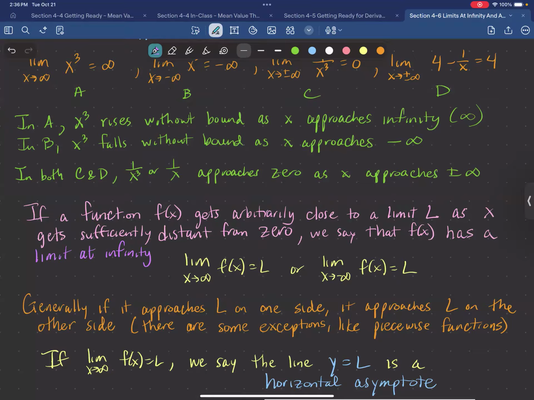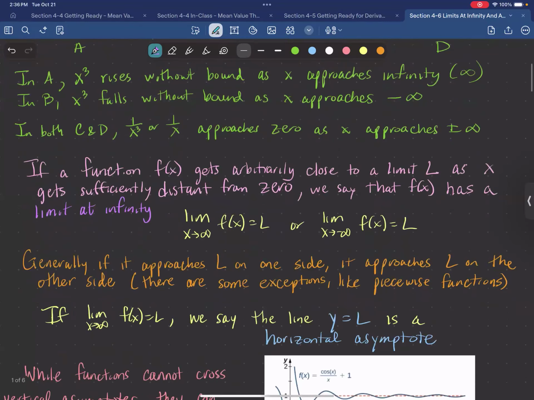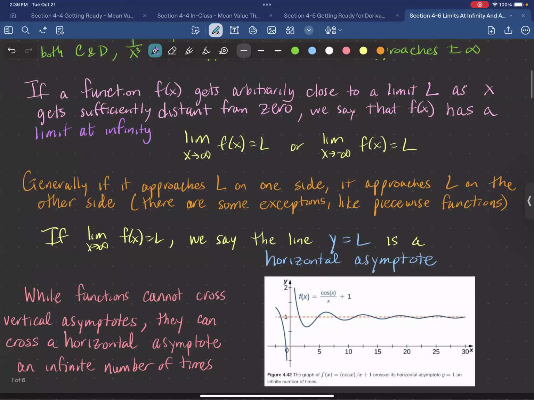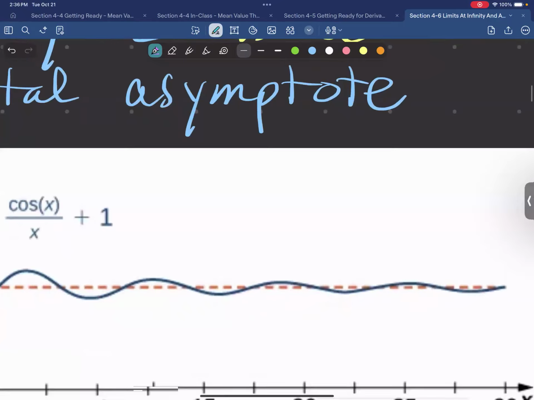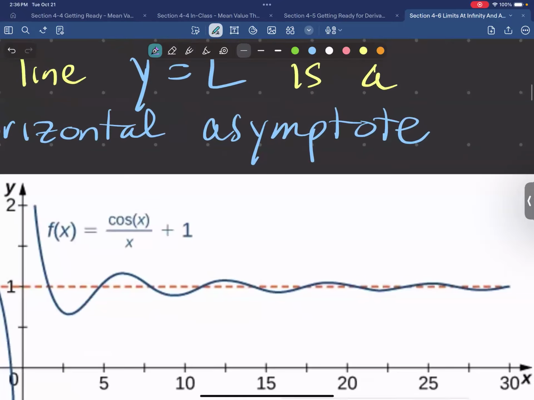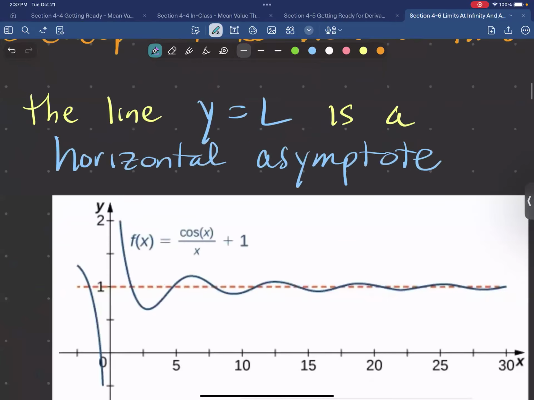That's not a piecewise function, but has different limits on each side. And if the limit is actually approaching a value as we go to infinity, whatever that value is, like L, we say that the line y equals L is a horizontal asymptote. While we can't cross vertical asymptotes, we can cross horizontal asymptotes. Horizontal asymptotes just mean it's what the curve tends towards as x goes towards infinity. As you can see here, the further we get from the y-axis, the more those values are following that dashed line, okay?